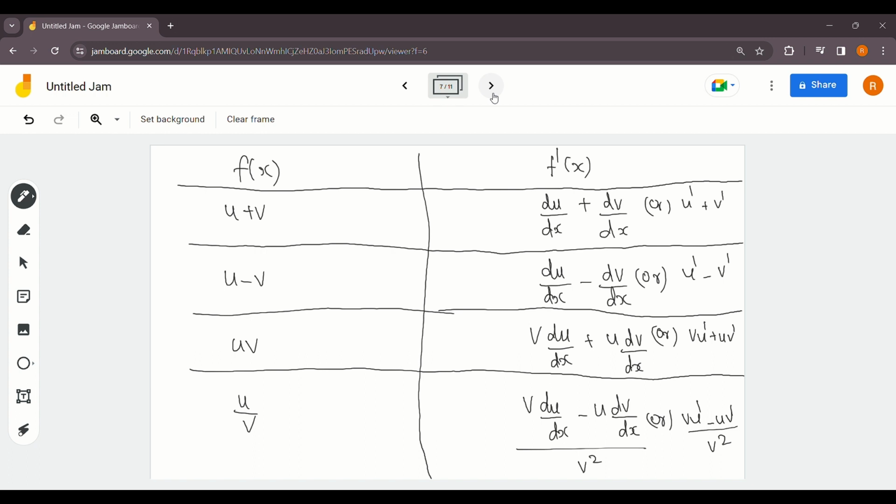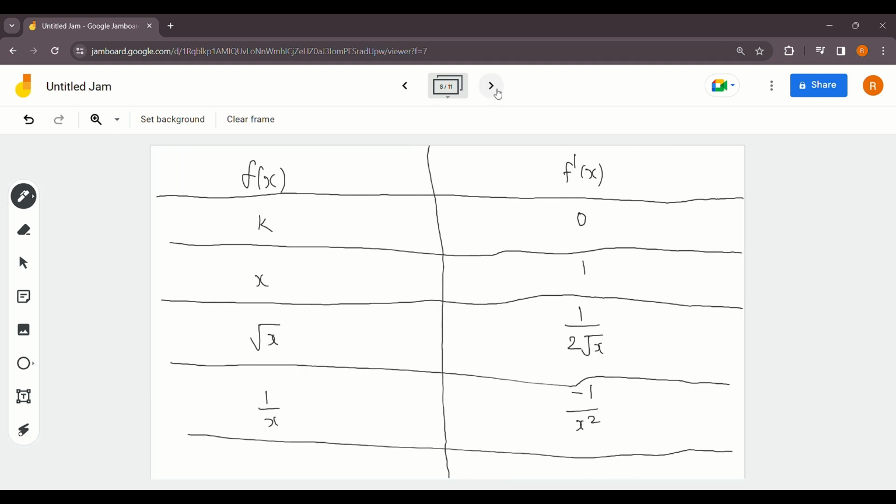U by v, quotient rule: v du by dx minus u dv by dx, whole divided by v square, or v u dash minus u v dash, whole divided by v square.